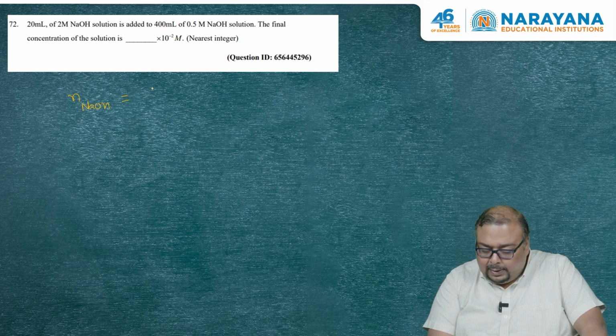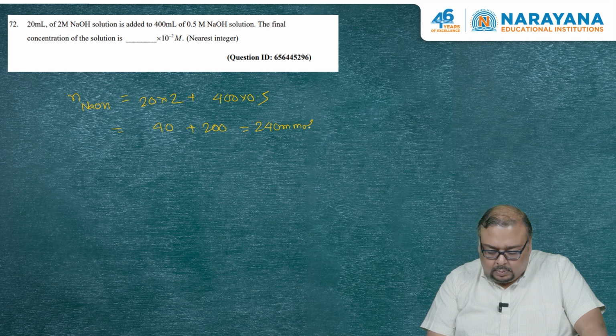Or rather millimoles of NaOH. It will be 20 into 2 plus 400 into 0.5. That is equal to 40 plus 200 or 240 millimoles. Okay. Volume of the solution. Final volume of the solution will be 20 plus 400. It is 420 ml.